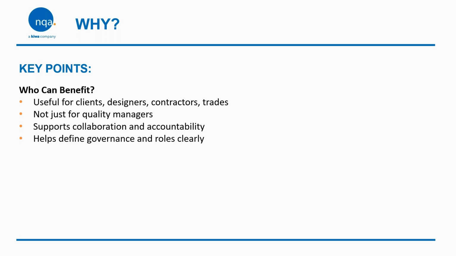Clients can use it to set up quality expectations in contracts. Designers can align CDM and safety with principal designs. Contractors can use it to manage interfaces and handovers. Suppliers can use it to understand what's expected from their products and documentation. It's about embedding quality from the top down and bottom up. The collaborative approach encourages this golden thread of information, which everybody has access to, so they have the information they need to deliver their part of the project safely and correctly.